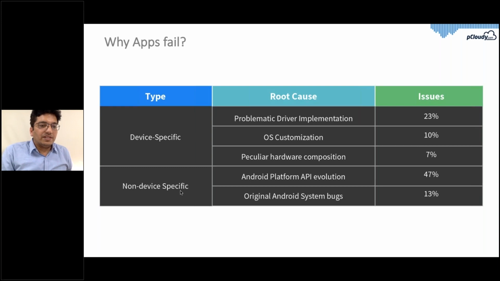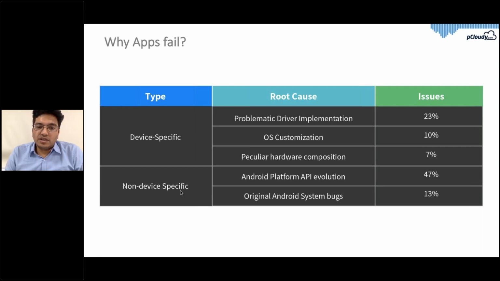So once we have seen the issues with the fragmentation, what I want to highlight here is some of the reasons why apps fail. And this is data that we have collated based on the issues that we see on our platform for Android applications. And as you can see here, there are 2 different categories. The first category is device specific, and second category is non-device specific.